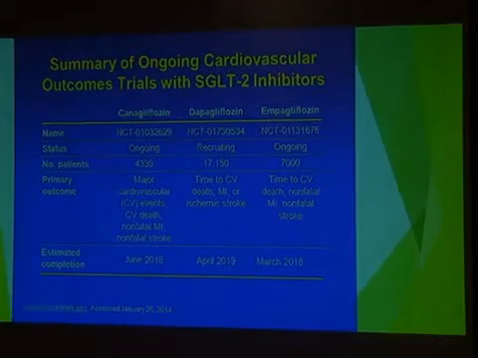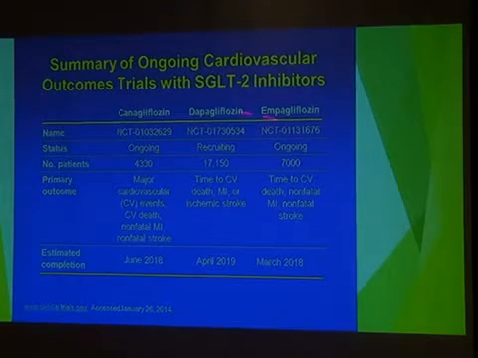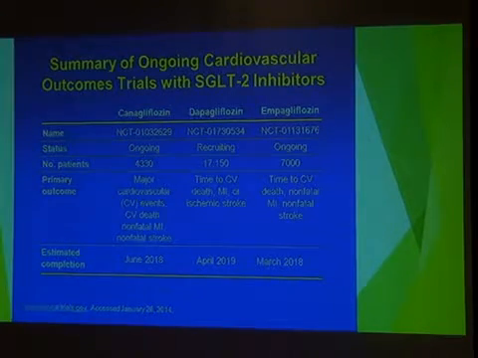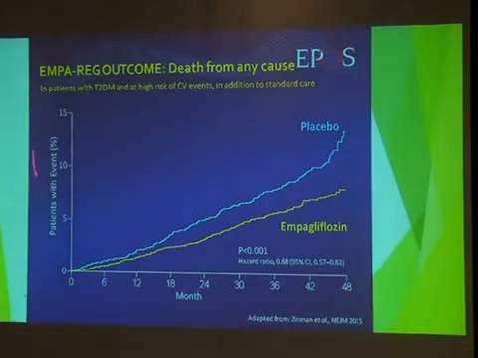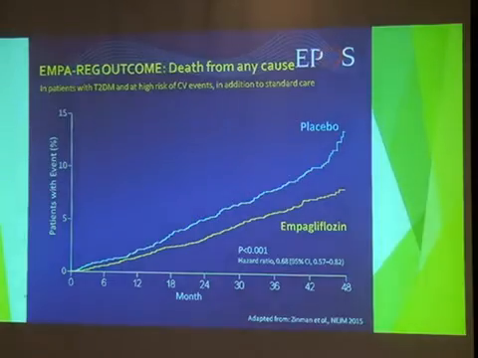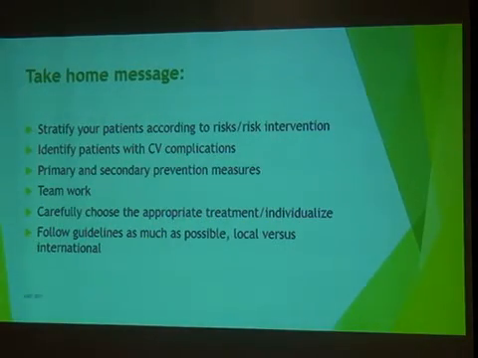As well, this is just a table showing you the SGLT2 inhibitors, canagliflozin, dapagliflozin and empagliflozin, their status and their ongoing trials. It's worth mentioning EMPA-REG, which is now the most recent one. In that study, empagliflozin was given at a dose of either 10 milligrams or 25 milligrams versus placebo on cardiovascular events in adults with type 2 diabetes at high cardiovascular risk. With a follow-up of 3.1 years, there was significant lowering of rates of death from cardiovascular causes, hospitalization for heart failure, and death from any cause, as shown here in this graph. Just a reminder, because I know we saw it a couple of times in the past 2 days.